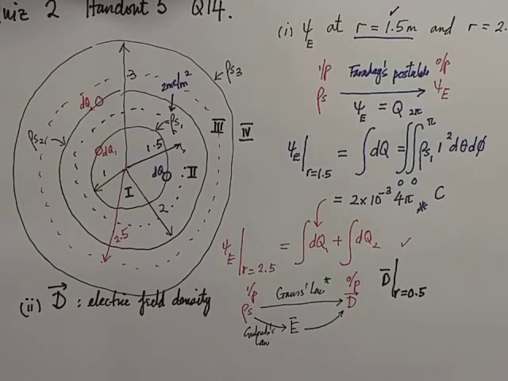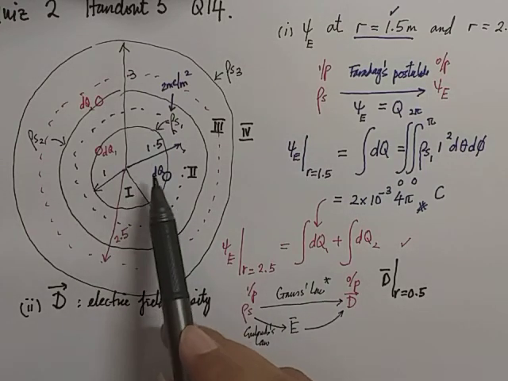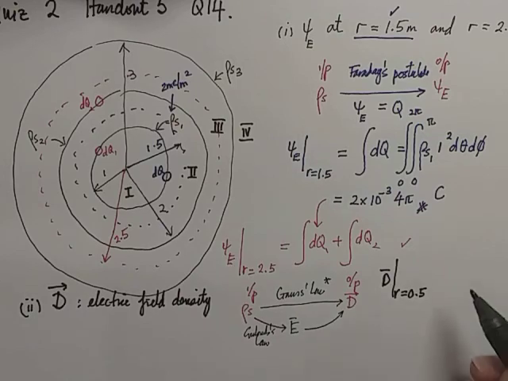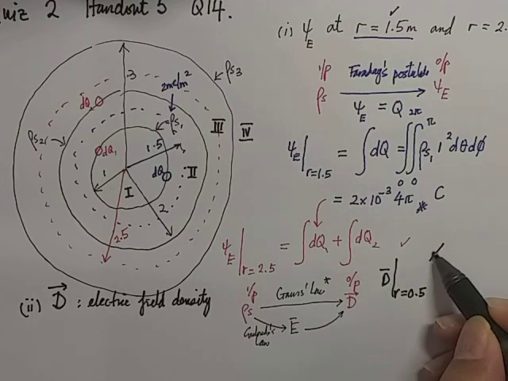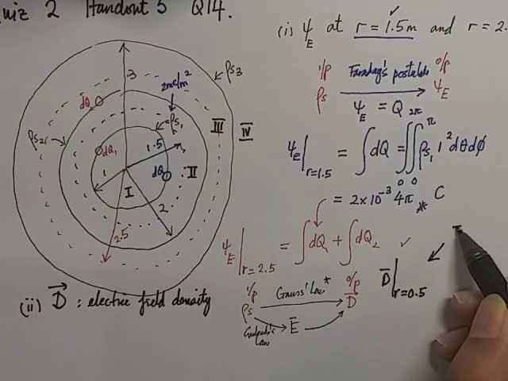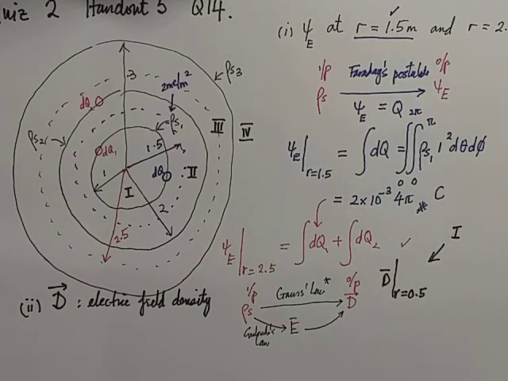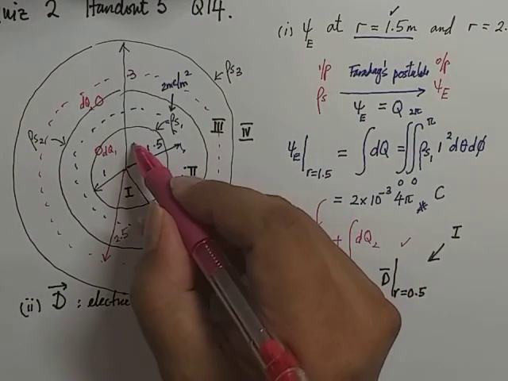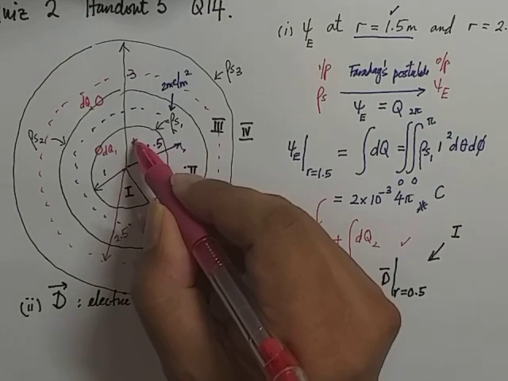Okay, and then by observation we can see r equal to 0.5 is located in this region. So therefore we can say this is actually the D in region number 1. Okay, so D in region number 1. So let's draw our interest point. So here, region number 1.